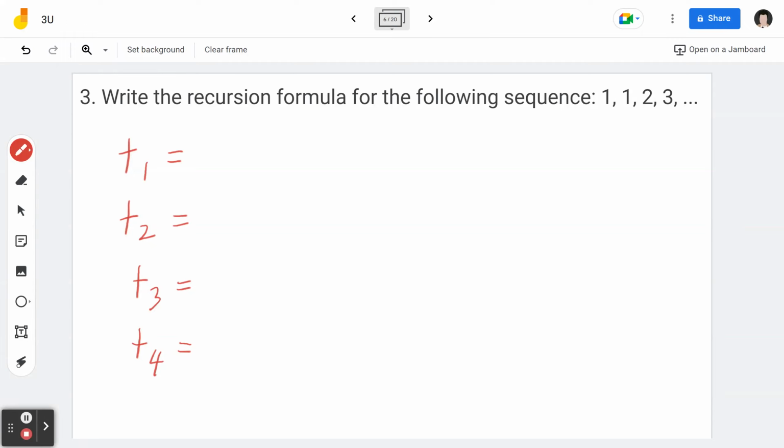So if I express this in a column, I'm saying the first number is 1. The second number is 1. The next number is 2. The next number is 3. And you need a recursion formula. A recursion formula just means I'm starting with, let's say, T1 equals 1.